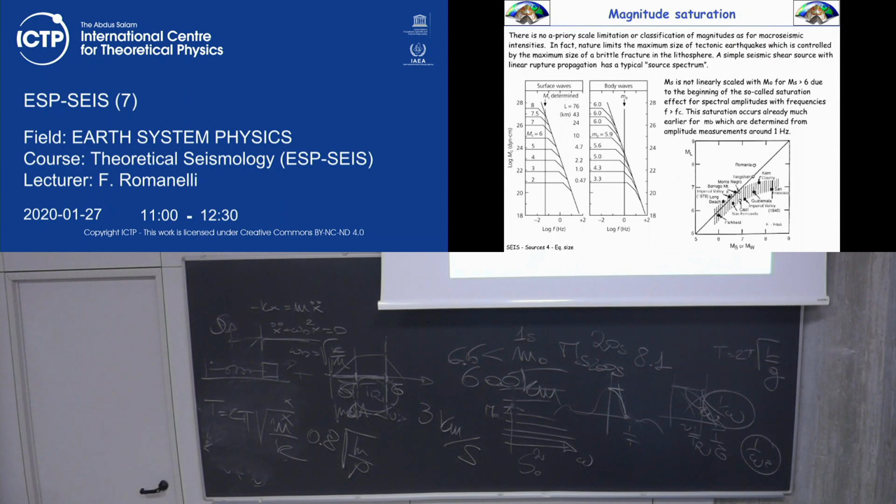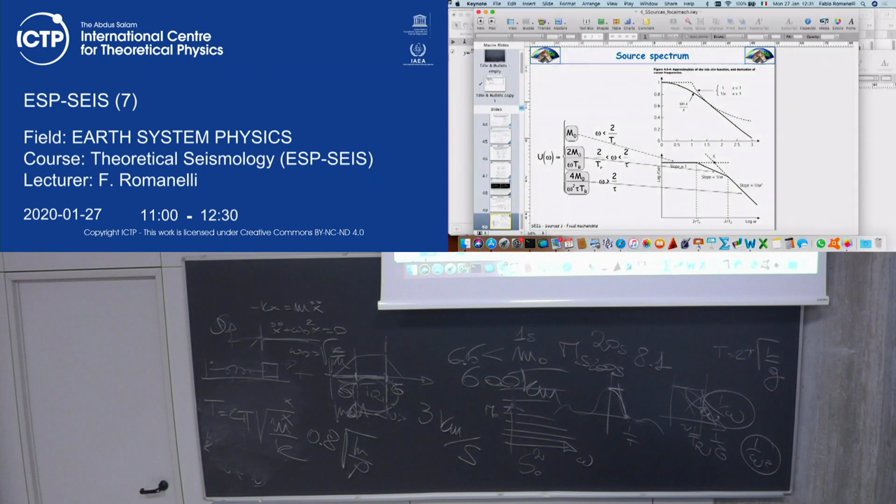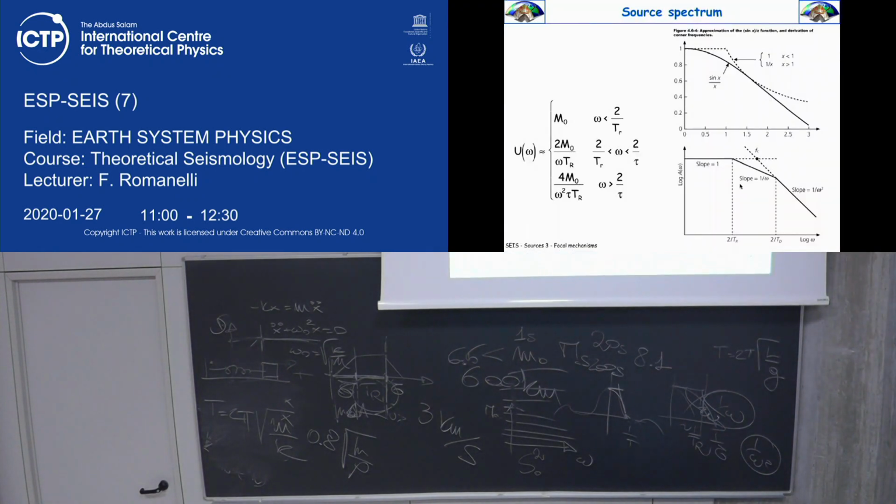Everything is related to the fact that the source spectrum, okay, let me finish here, is like that. So everything is related to 1/ω². Essentially connected to the duration of the rupture and to the duration of the slip.